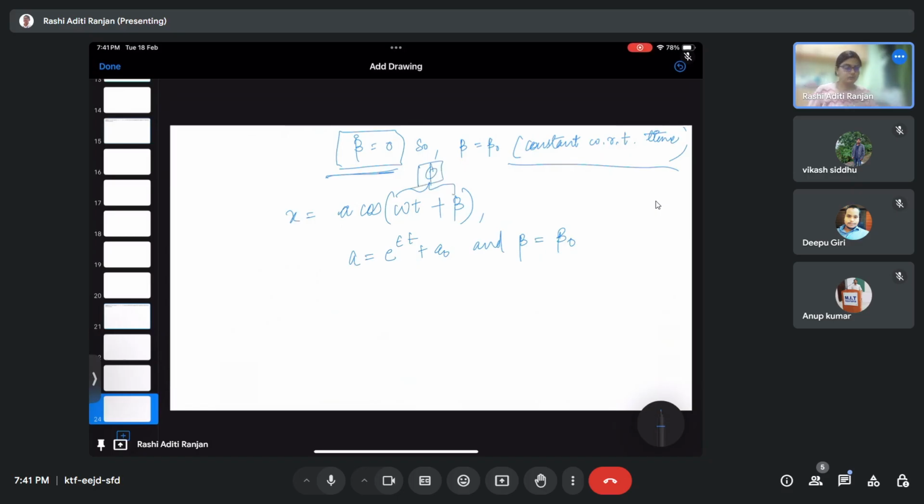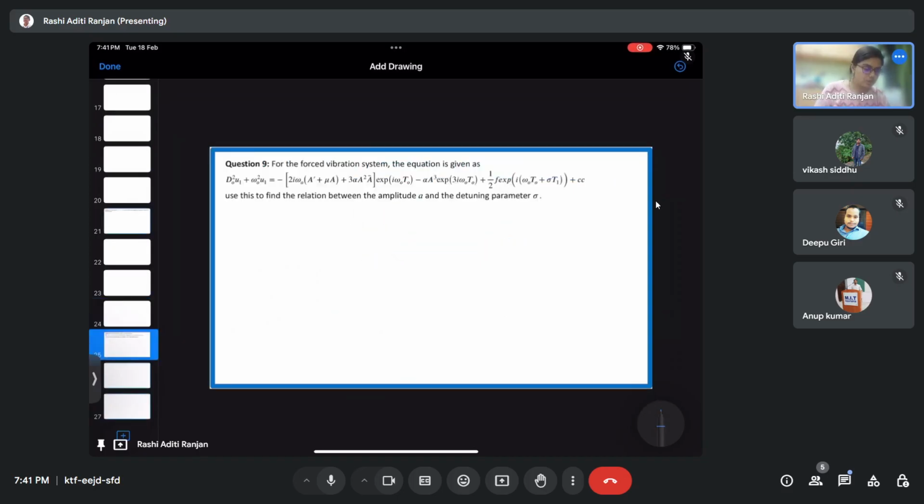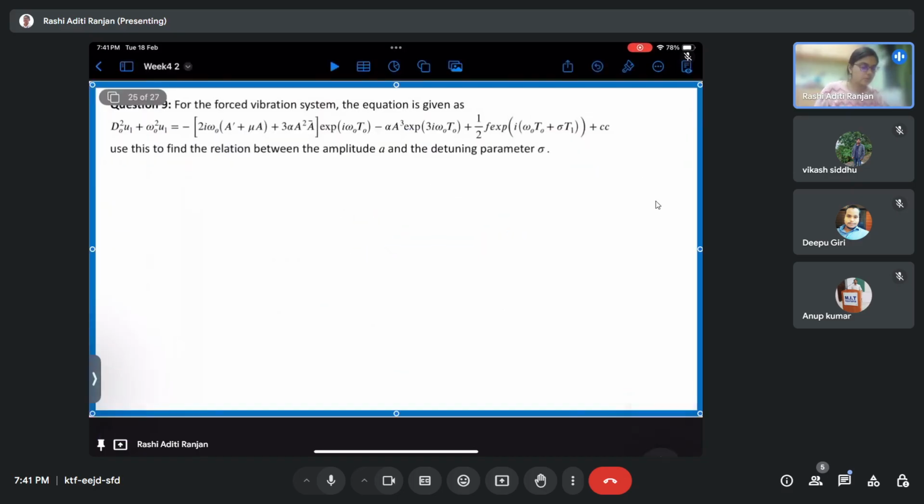Okay, done. I hope there is no doubt. So taking on the last question. My last question says that I have a forced vibration system for which this equation is given. Okay, so this equation is there.